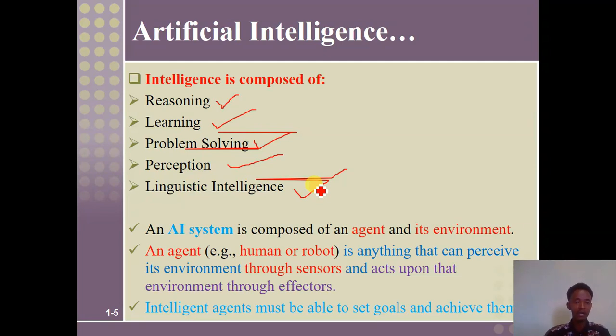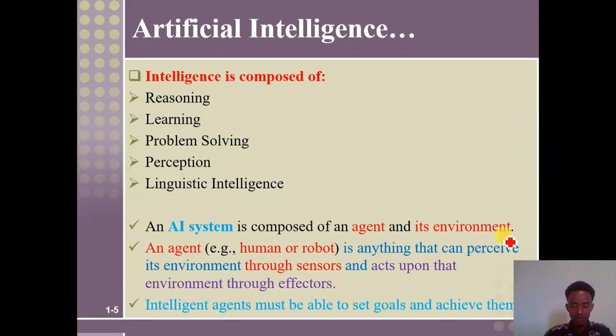If you are freshman students, be aware that the questions may come in the form of filling in the blank space. So, an artificial intelligence is composed of dash and a dash. You should answer: agent and environment. Our artificial intelligence system is composed of an agent and its environment. Our agents can be a human or a robot. The environment is the place on which our system is able to act.